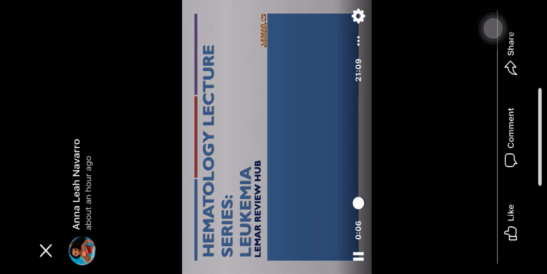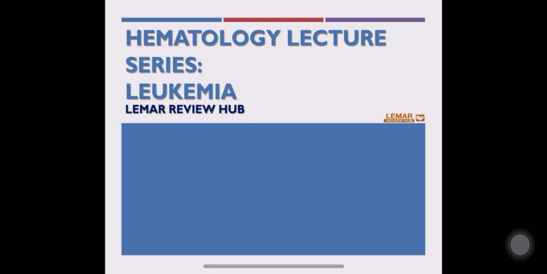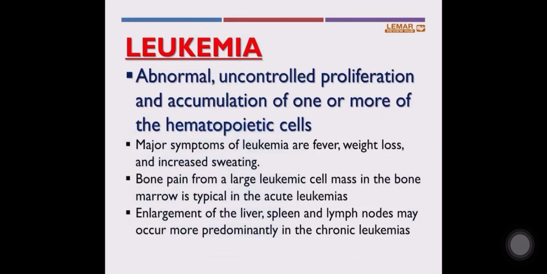Good afternoon. Our topic for this time is leukemia. Pag sinabing leukemia, disorder condition characterized by abnormal, uncontrolled proliferation and accumulation of one or more of the hematopoietic cell. Major symptoms of leukemia are fever, weight loss, and increased sweating. Bone pain is common in acute leukemia. Bone pain results from a large leukemic cell mass in the bone marrow, typical for acute leukemia. Enlargement of the liver, the spleen, and the lymph nodes may occur predominantly in chronic leukemias.